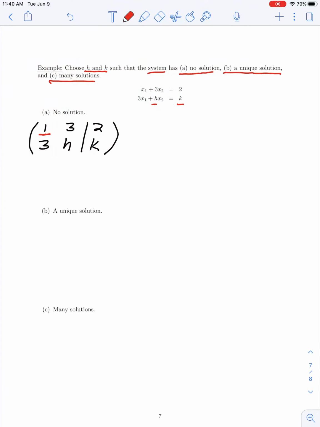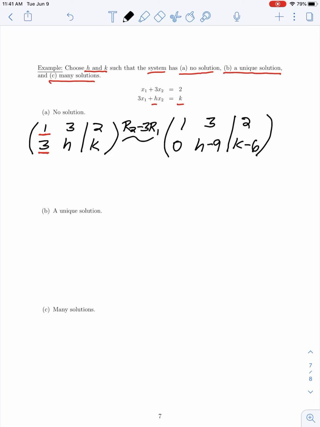So here, our leading entry in the first row is already 1. I need to kill off the 3 that appears below it. So an easy way to do that here would be to take row 2 and subtract from it 3 times my first row, leaving me 1, 3, 2 for my first row. And for my second row, I would have 0, h minus 9, and let's see, k minus 6.